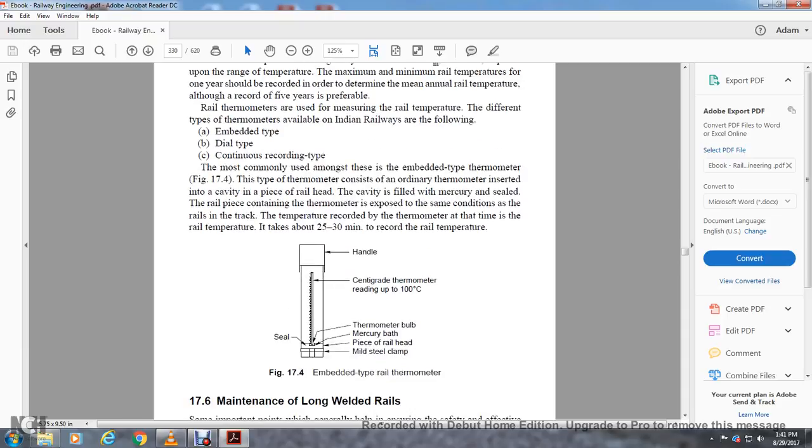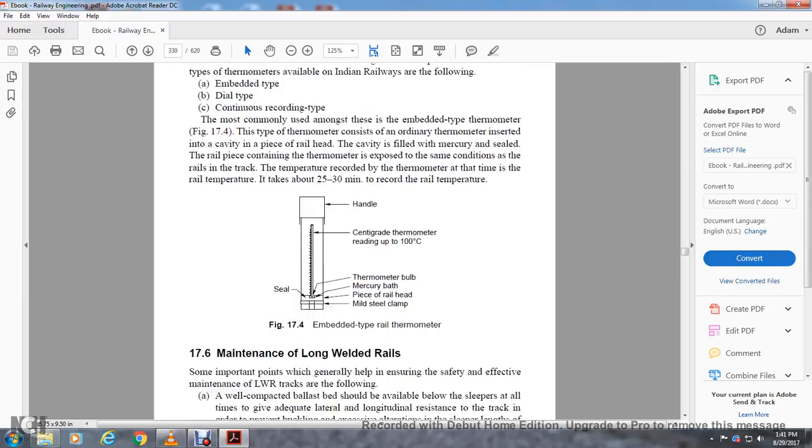Figure 17.4 shows the embedded type of rail thermometer. The thermometer bulb is sealed in a mercury bath in a piece of rail head, mild steel, with a centigrade thermometer reading of up to 100 degrees in the handle.